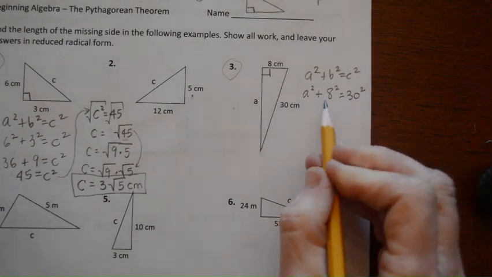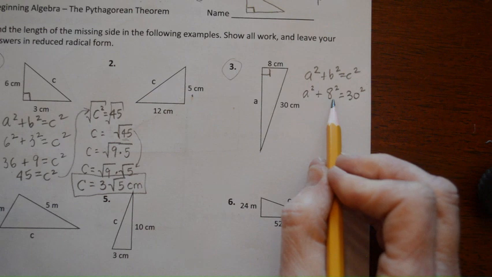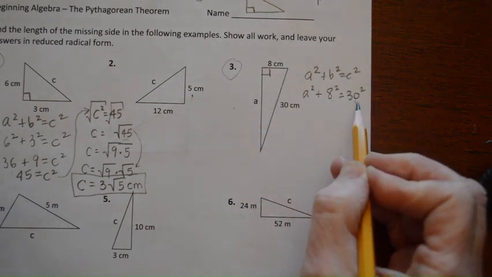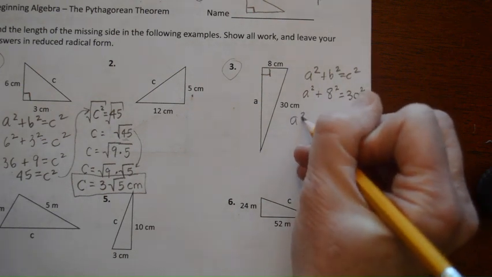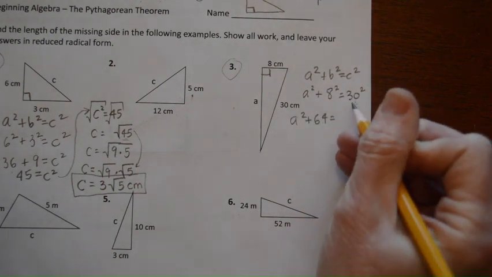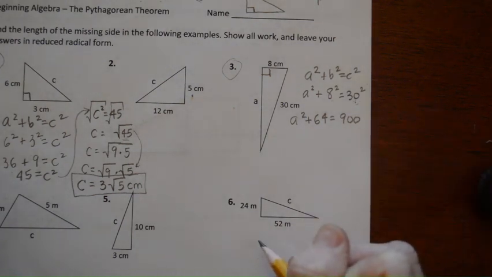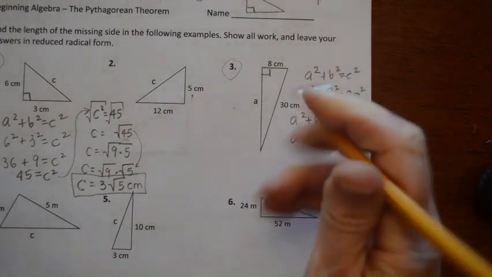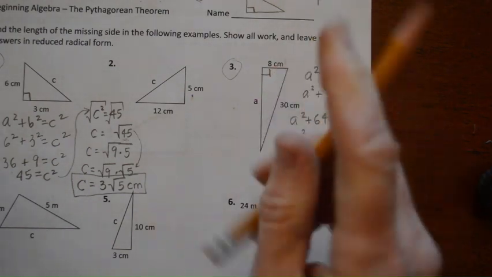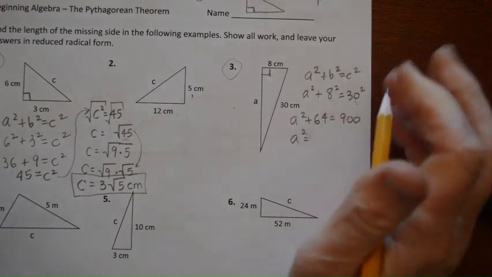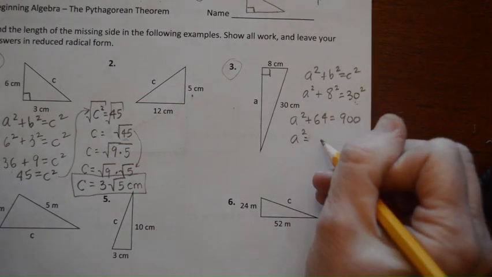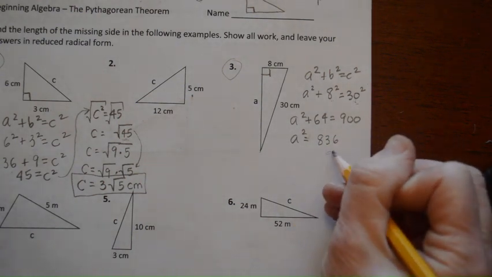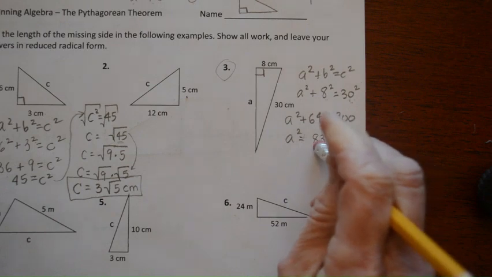And c squared is 30 squared. So again, don't make the mistake of putting 30 in here and then the 8 in here. The 30 is the hypotenuse. It must play the role of c. All right, so then we have a squared plus 64 equals 30 squared, which is 900. I'm going to subtract 64 from both sides. We subtract 64 from 900 and we end up with 836, right? 64, yeah, 836.